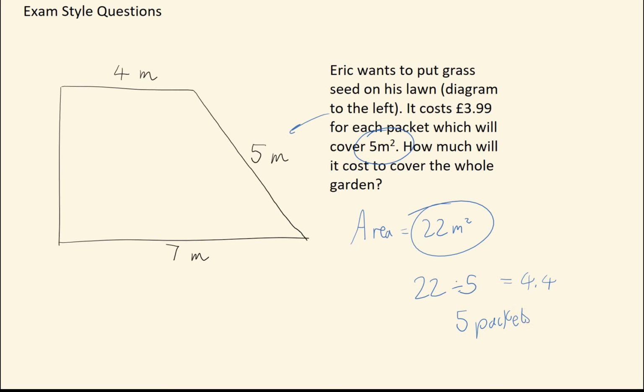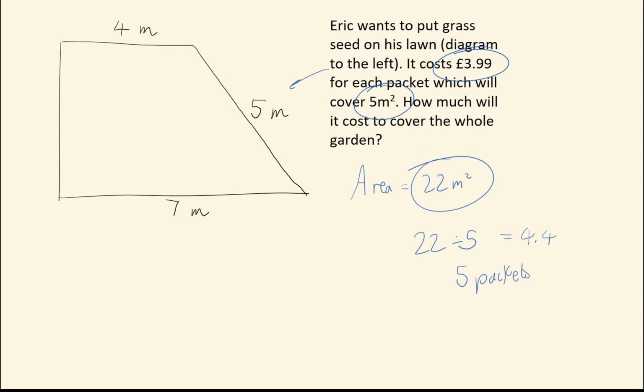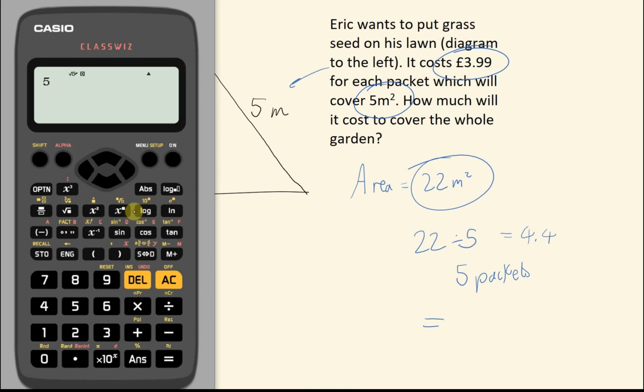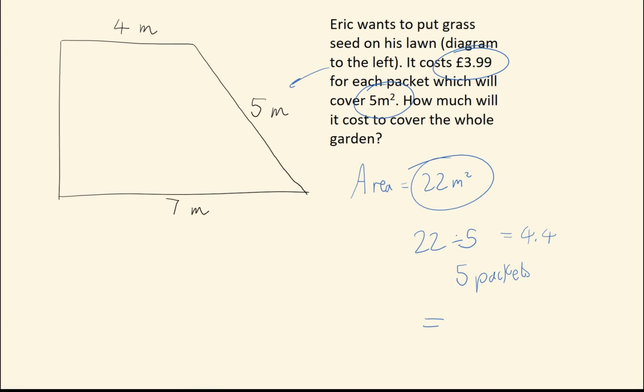We're then told how much each packet costs. Each packet costs £3.99, so we just do 5 times £3.99. Okay, that will give you 19.95.